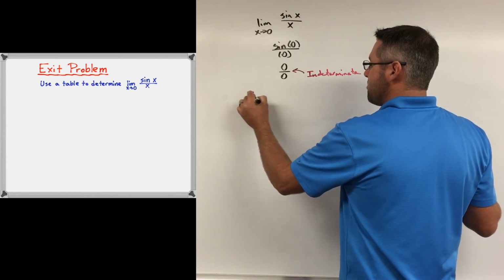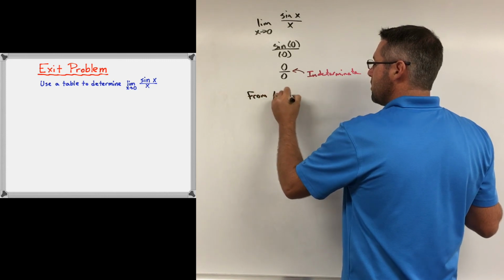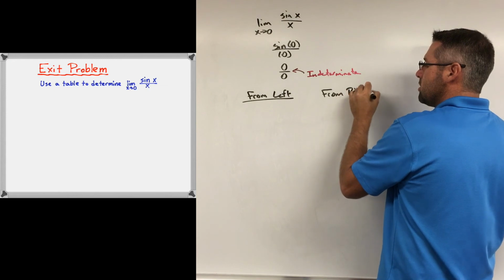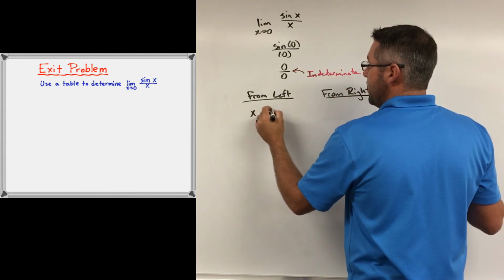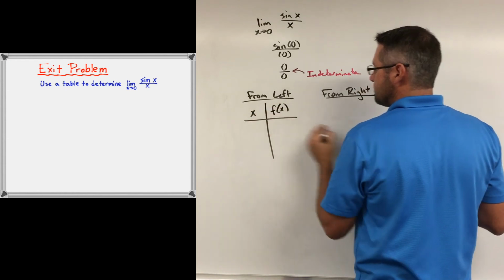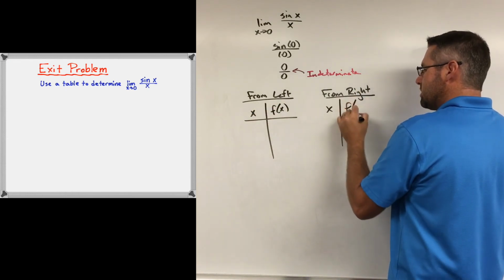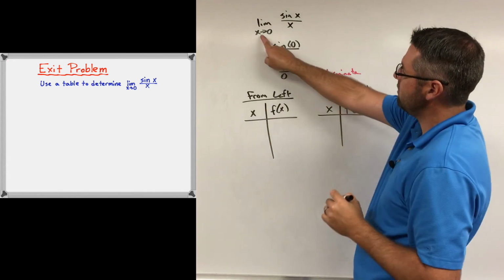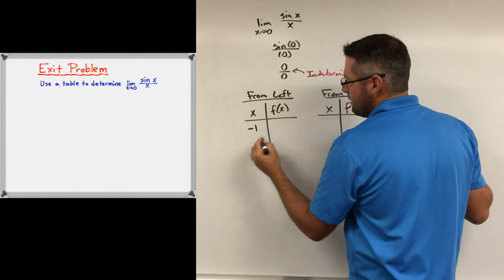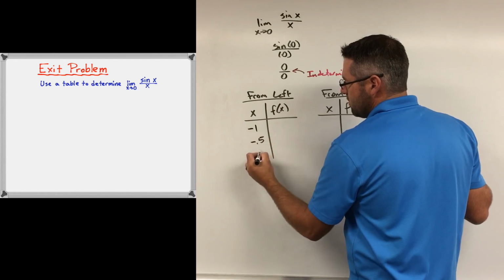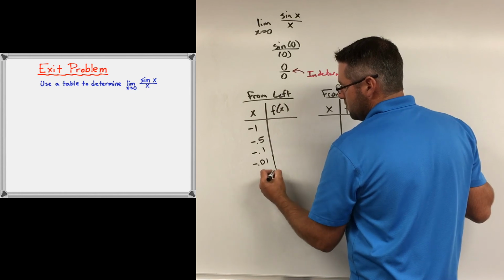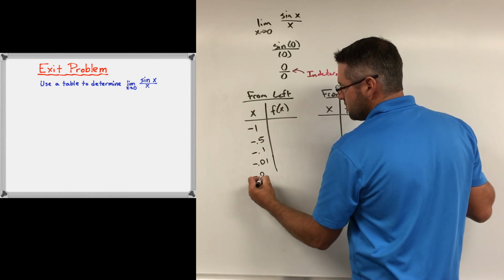We're going to talk about from the left and from the right. Okay? So an x, we'll just call it f of x. We'll name the function f of x. Now what values do we use? We're trying to figure out as x approaches 0. So maybe we'll start with -1 from the left, and then we'll go to -0.5, and then -0.1, and then -0.01, right? And maybe -0.001.